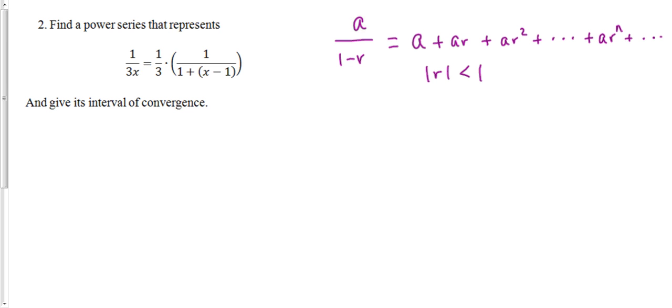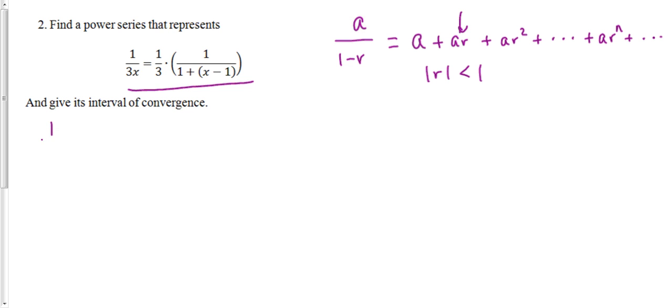And so the technique that we've been using in the first part of this exploration is to manipulate our function so that it looks like a constant over 1 minus something. And then we take that something and we substitute it in our power series every time we have an r. So let's go with what we've got here.